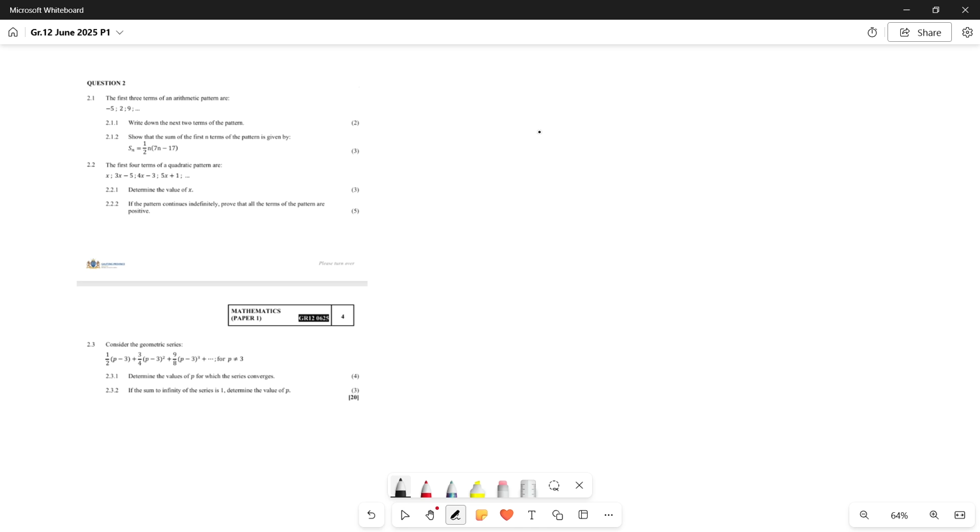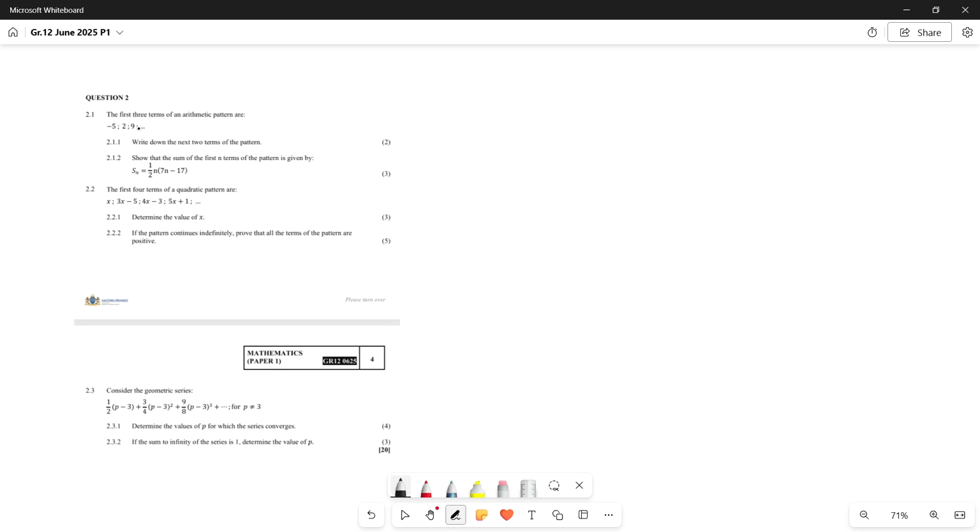Great, guys. So in question 2, this is usually sequences and series, starting with a straight line equation and then some sort of geometric pattern. So question 2.1, the first 3 terms of an arithmetic pattern are -5, 2, and 9. So 2.1.1, write down the next 2 terms of the pattern.